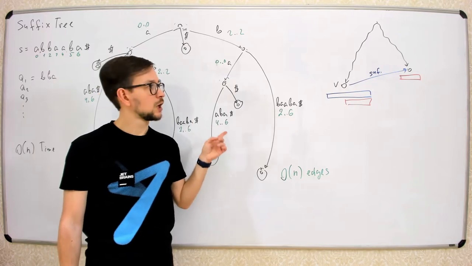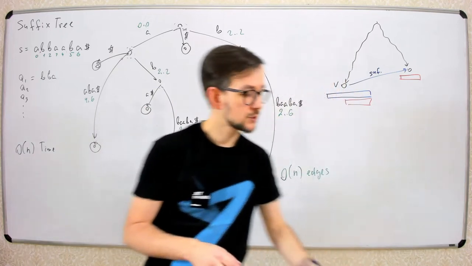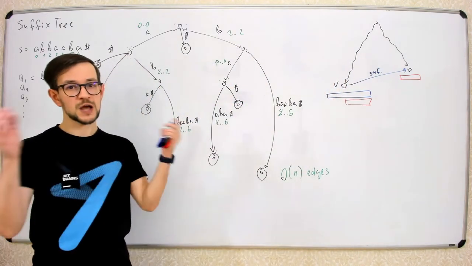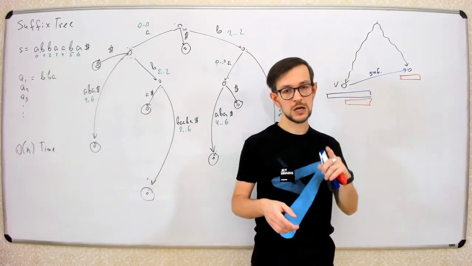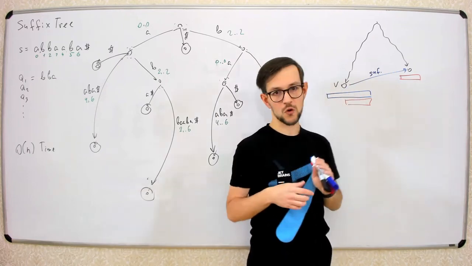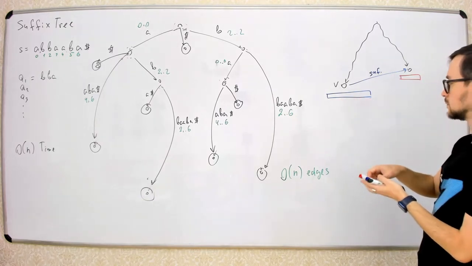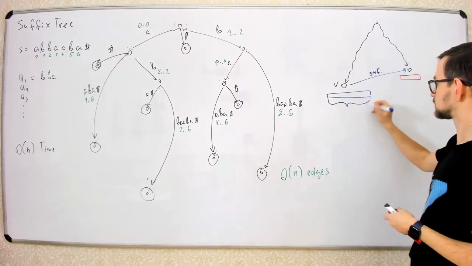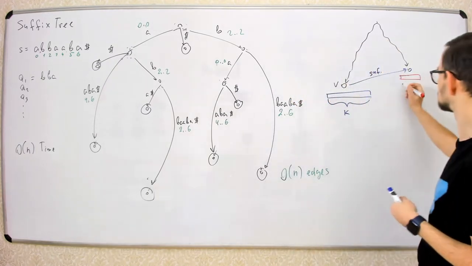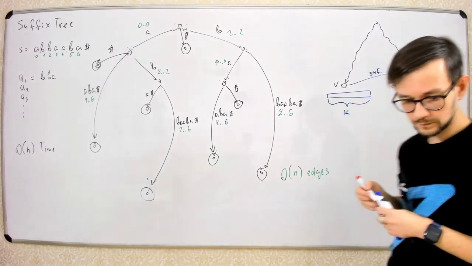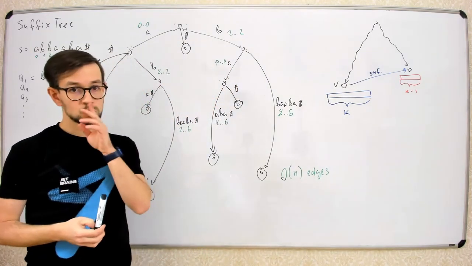In a suffix tree, suffix link is actually a little bit more interesting. Since suffix tree contains all the substrings of the given string S, the length of this suffix link is always one character less than the string of this V. So if the length of this string is K, the length of the suffix link is always K minus 1. Let's see why this is true.